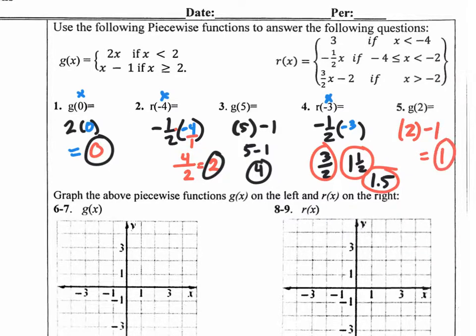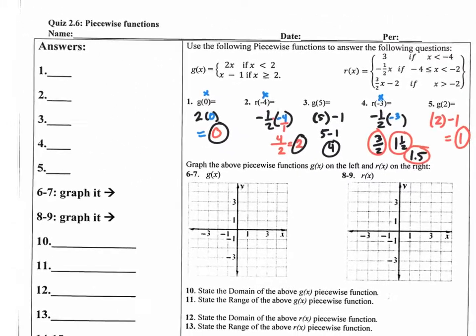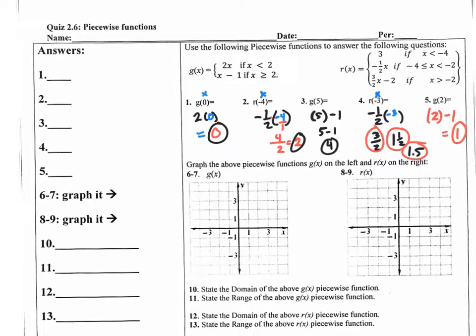So we have the 5 answers so far. And on your answer spot, you should have written these answers: 0, 2, 4, 3/2, or you could have also written 1.5, or you could have written it as a mixed fraction, 1 and 1/2. Either of those 3 would have been acceptable. And number 5, the answer is 1.